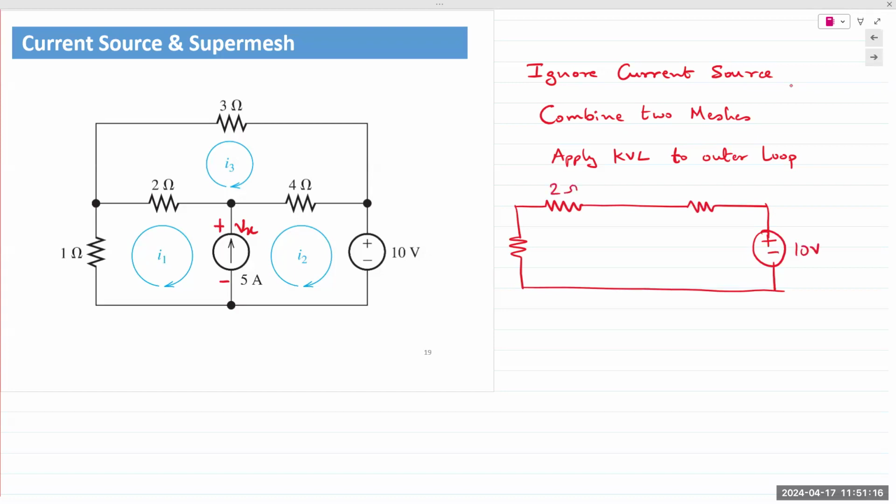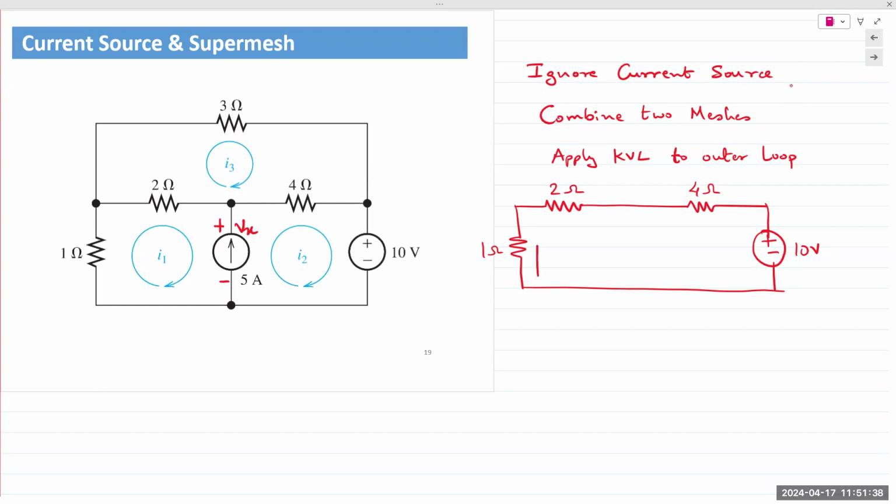So then this is 2 ohms, 4 ohms, 1 ohm. And here's the important part. We made assumptions at the beginning of our problem. Mesh 1 has I1, mesh 2 has I2, as shown in the example. Those currents do not change. They are still the exact same.